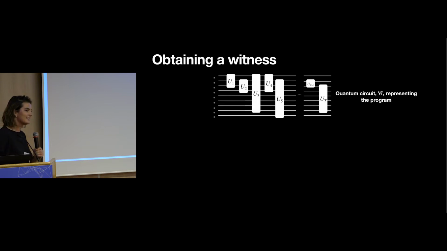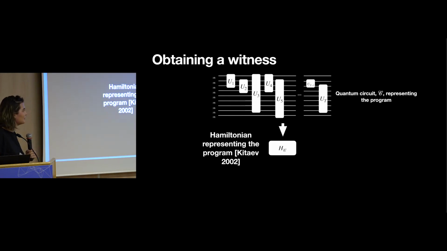So why would something like this actually work? Well, when you have a prover trying to prove something to a verifier, you need a witness to that program. And so I have my circuit that I'm trying to verify that some prover executed correctly, and I can represent the circuit using a Hamiltonian. This was shown by Kitaev in 2002.